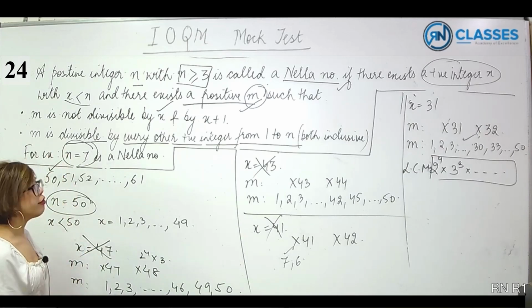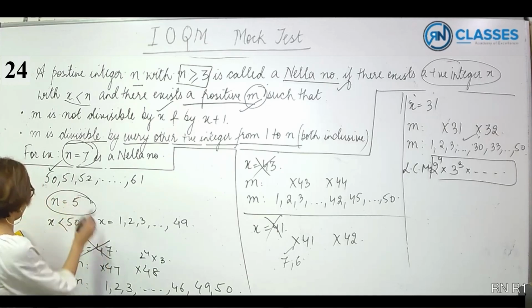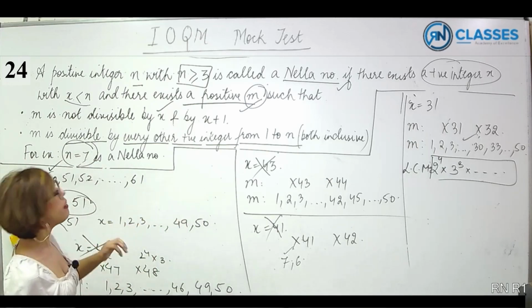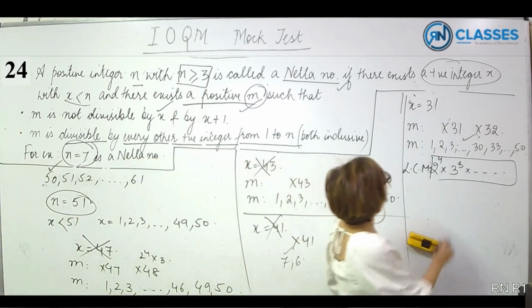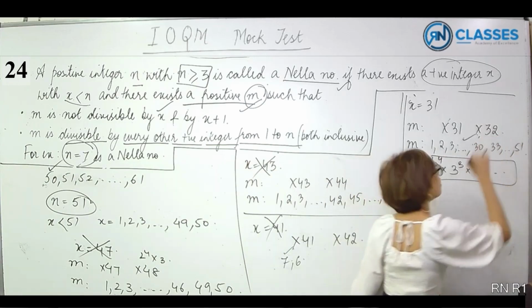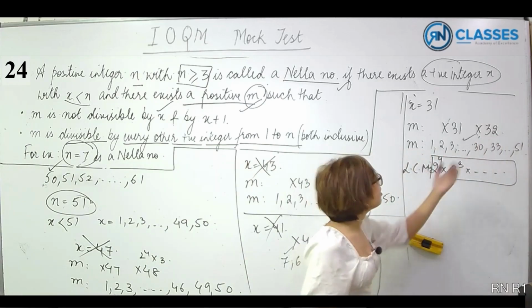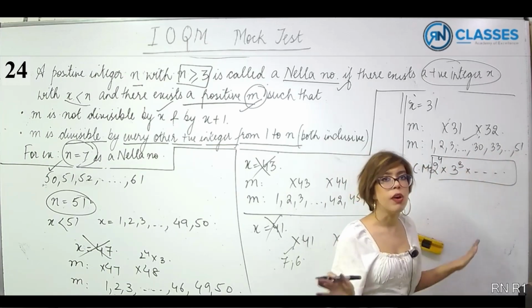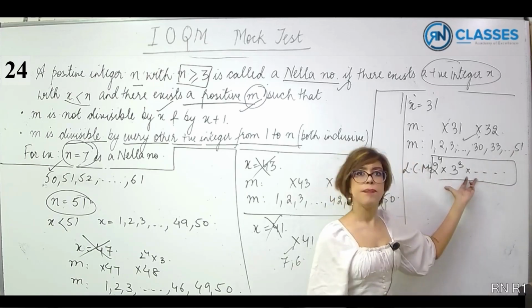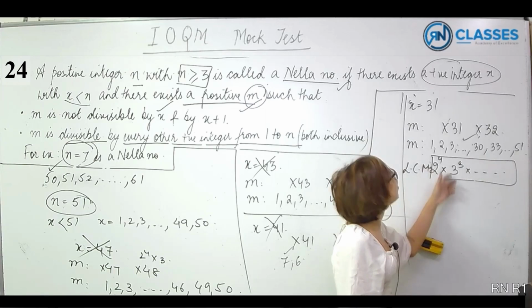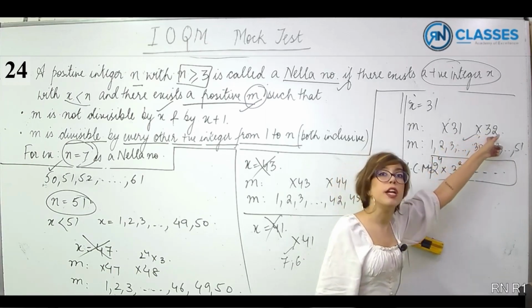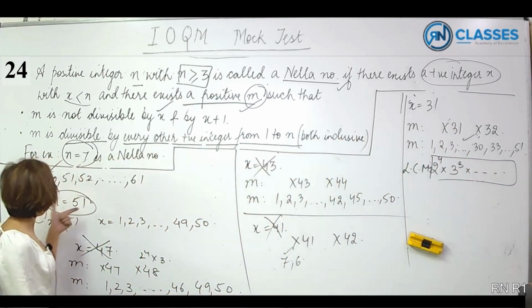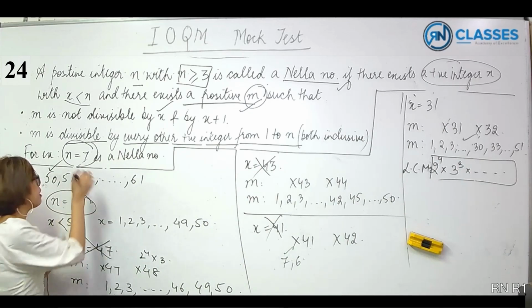Let me check for n equal to 51. Let's see what happens. Right? M should be divisible by 1, 2, 3. Let me go on to 50. Right? Absolutely fine, because 51 is nothing but 17 into 3. Again, 17 and 3 are already there. Again my LCM will look something like this. Again this number is not divisible by 31. This number is not divisible by 32. Again I have an existence of a number x, so that we have n equal to 51 as a Nena number.